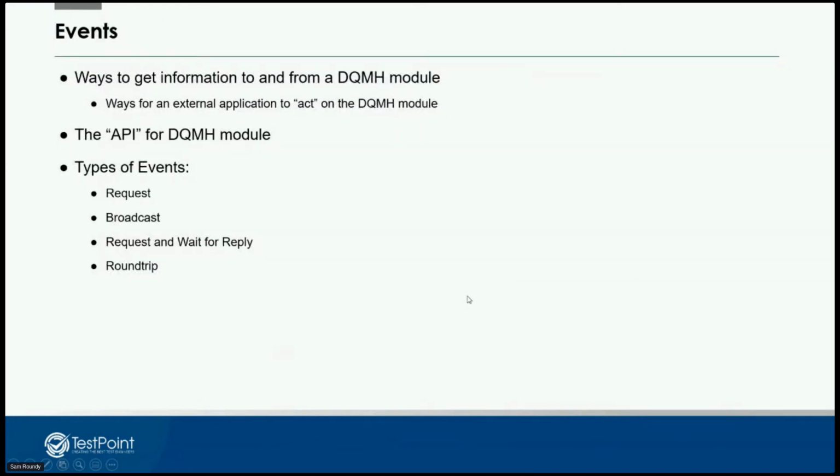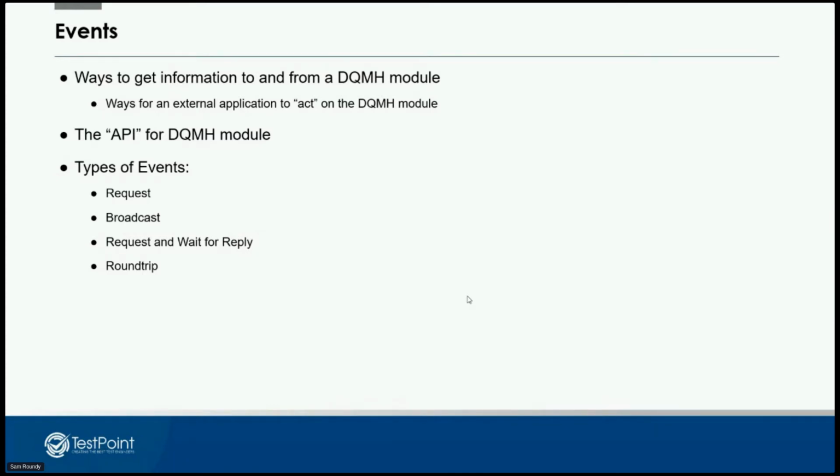All right, let's look at some events. Events are basically the API, like I said earlier. They're ways of getting information to and from the DQMH module, right? It's basically the way for your external app to act on it. There's 4 main types of events. And again, I think you can extend that and add other types of events if you really wanted to, and you got into it. But we're going to look at the 4 main ones in this presentation.